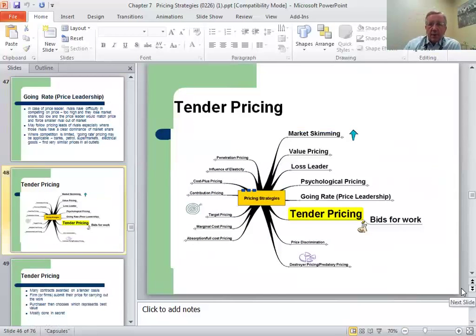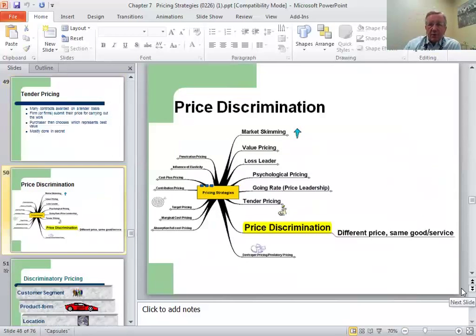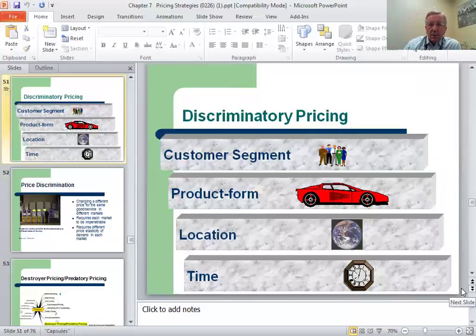Okay, so the other stuff you can read through. So with price discrimination, what we're really talking about is being selective about pricing. We're not talking about discriminating against people, but we're talking about how do we understand the market, the segments, and then price accordingly.